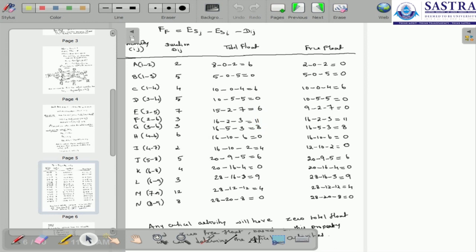For activity F, the total float is 11. For activity G, the total float is 8. For activity H, the total float is 0. For activity I, the total float is 4, J is 6, K is 0, L is 9, M is 4, and the final node N is 0. So we can take the values: wherever the total float is 0, that is N, K, H, D, and B.